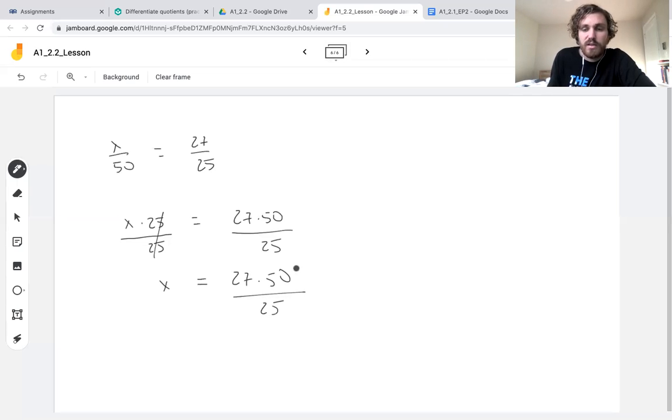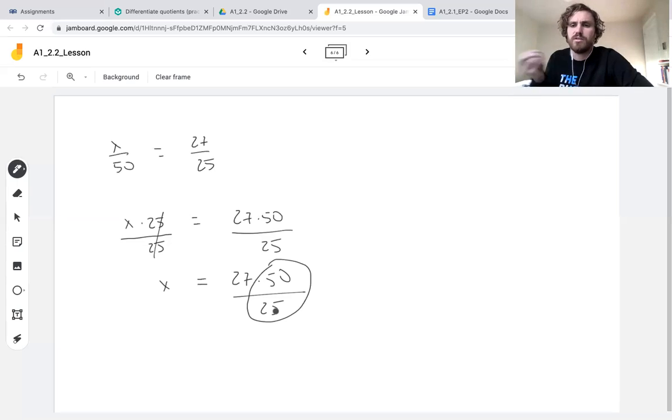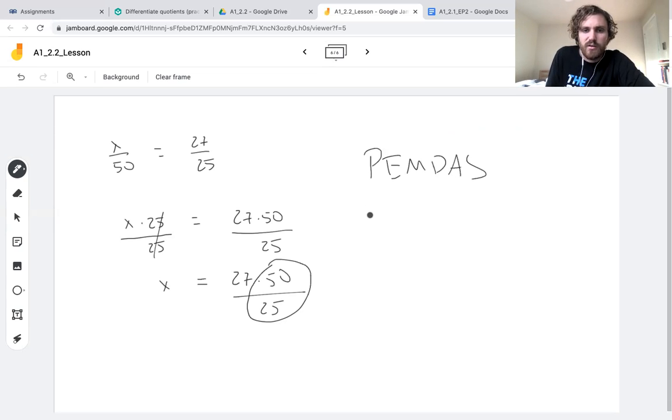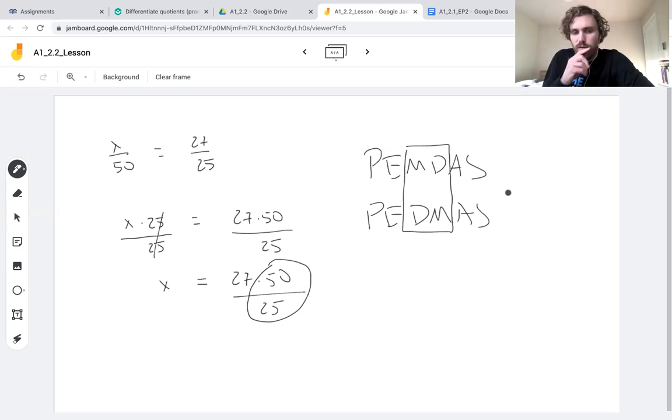Now again, I could try and find 27 times 50, but I don't know what that is in my head. But I could also look at this and note that 50 divided by 25 is 2. With multiplication and division, you can do them in any order. It's PEMDAS, but the M and the D come together, and you can actually do division and multiplication in any order. So it could be PEDMAS if we want it to be. Just as a reminder, PEMDAS is fine, but it's actually okay to do PEDMAS if you want. That's a useful thing, that multiplication and division can come in whichever order you want.